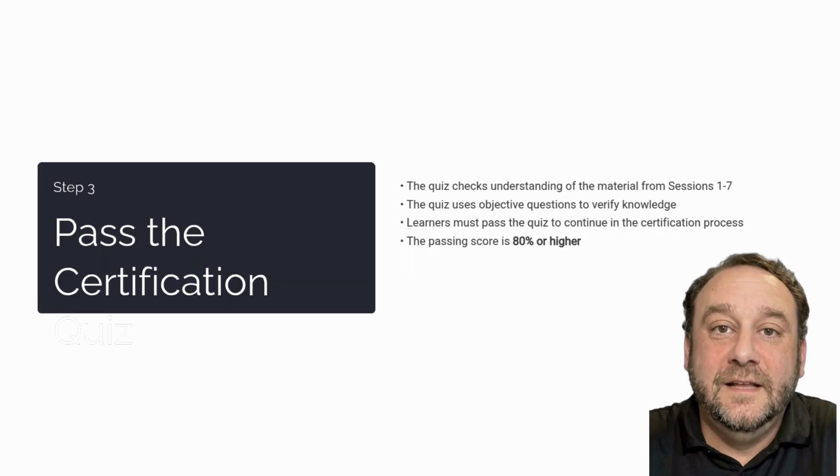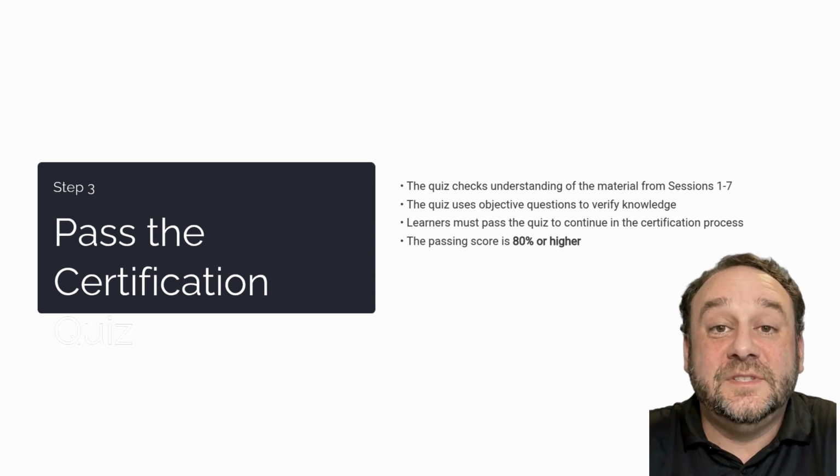The next step is passing the certification quiz. This part of the process is designed to verify that you understand the key ideas from the training. It is not meant to be tricky, but it is meant to confirm real learning. The quiz covers the material from sessions 1 through 7. It uses objective questions, so the grading is straightforward and consistent. To continue in the certification process, you must earn a passing score of at least 80%.